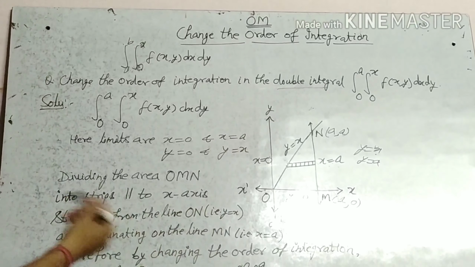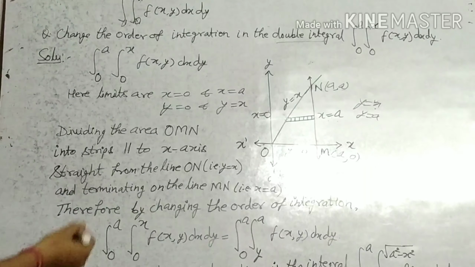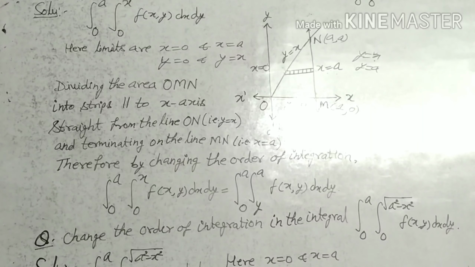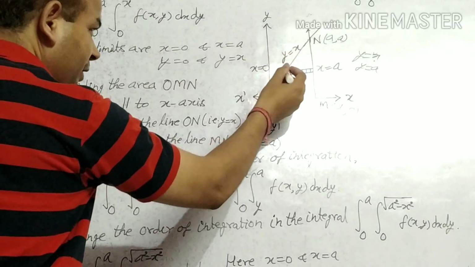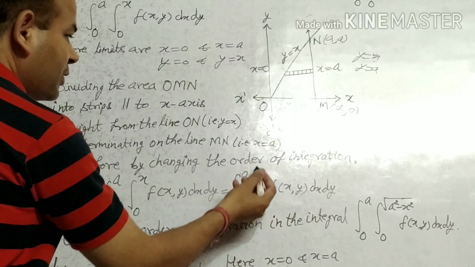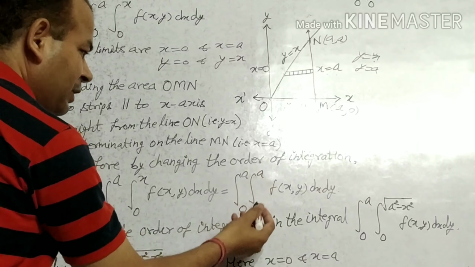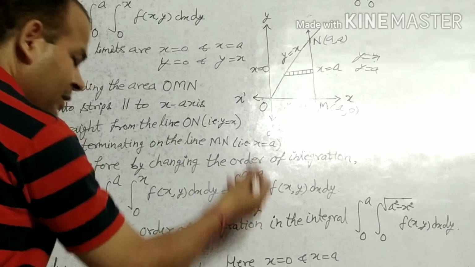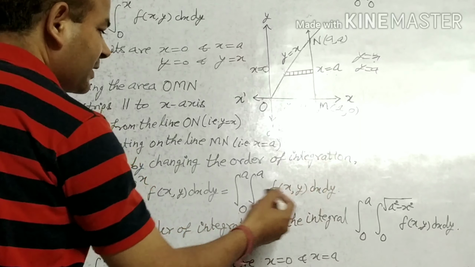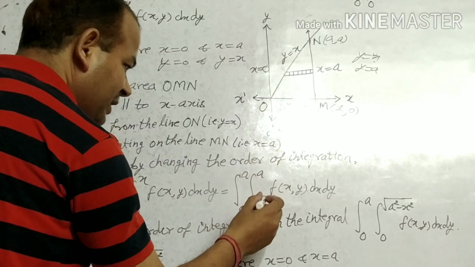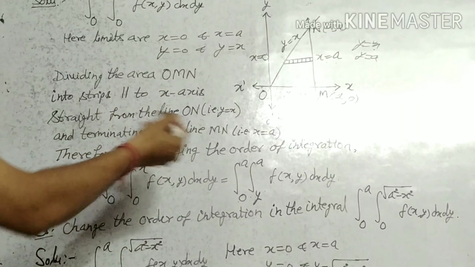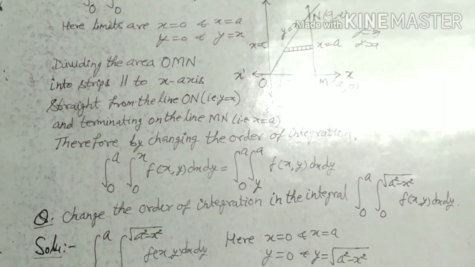Now your order of integration will be changed. The original 0 to a, 0 to x, f(x,y) dx dy becomes, after this strip, y from 0 to a and x equal to y to a. It is in terms of y, so it is the limit for x, and constant for y, f(x,y) dx dy. You integrate first with respect to x, after that with respect to y. So the question is complete, your limit has been changed.